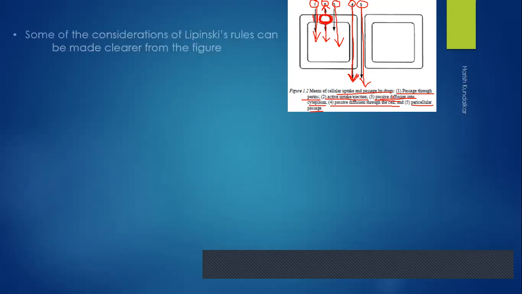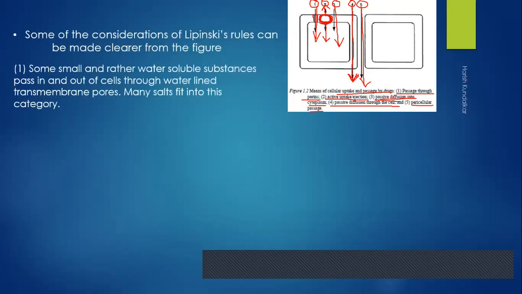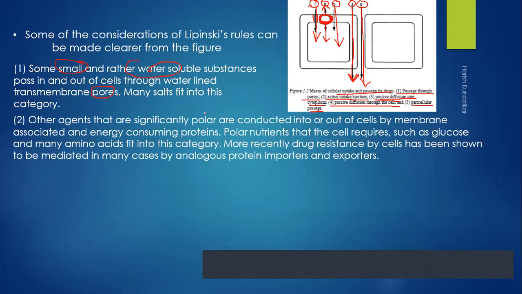Okay, so the explanation of whatever I have just told is written over here. So if we have smaller water soluble molecules, they will pass through the pores, that is, route number 1. Then if we have other agents which are significantly polar and they have to be taken in or thrown out of the cell, then we have route number 2.